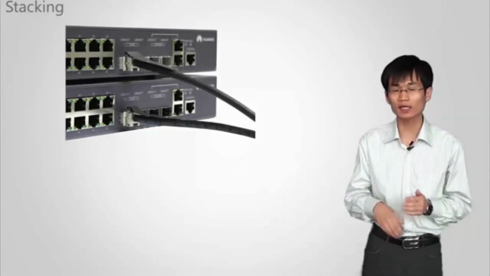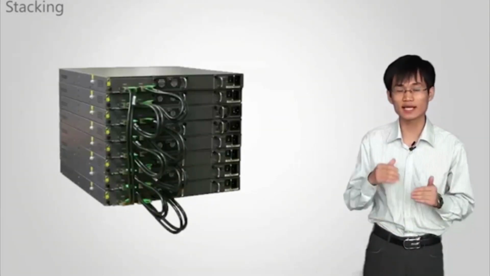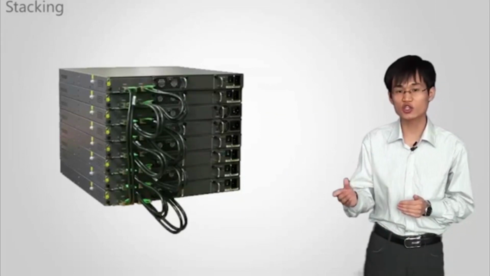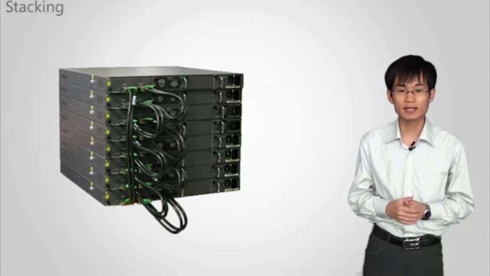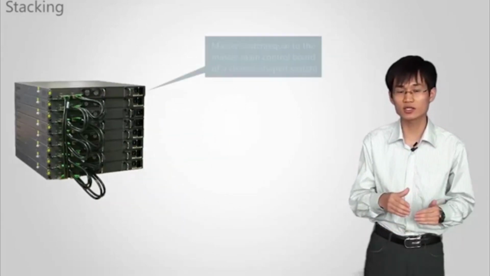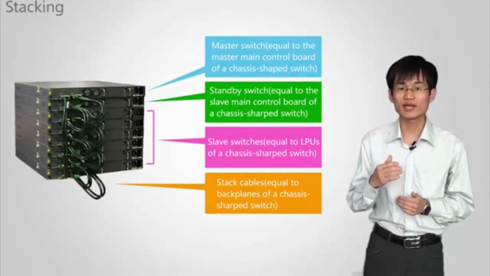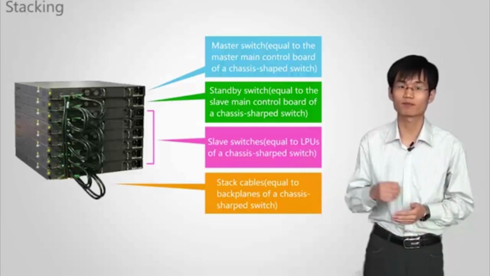Some Huawei Enterprise case-shaped switches support the stacking function, including interface stacking and card stacking. The interface stacking requires manual configuration. The card stacking supports intelligent stacking. Multiple switches start to construct a virtual chassis-shaped structure immediately after stacking cables are connected. Stack members are classified into master, slave, and standby switches. The standby switch reduces the duration of service interruption when the master switch fails.